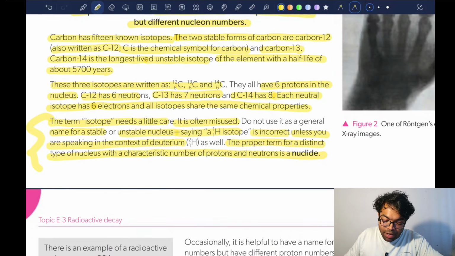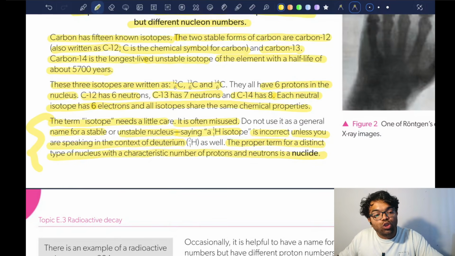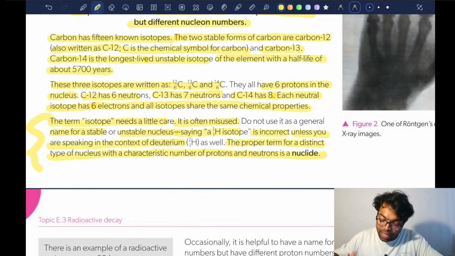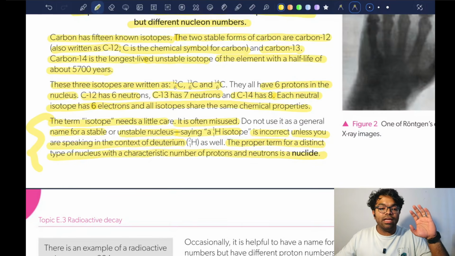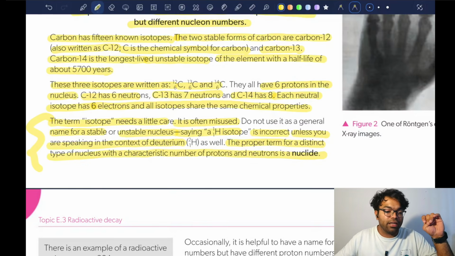They are telling. See, the term isotope needs a little care. It is often misused. Do not use it as a general name for a stable or an unstable nucleus. Saying "H-1 isotope" is incorrect unless you are speaking in the context of deuterium as well. So basically, you cannot use isotope willy-nilly, unless you are trying to distinguish between two different types of isotopes. Understood? If you're talking about carbon 12, you cannot say "carbon 12 isotope." That would be highly incorrect.